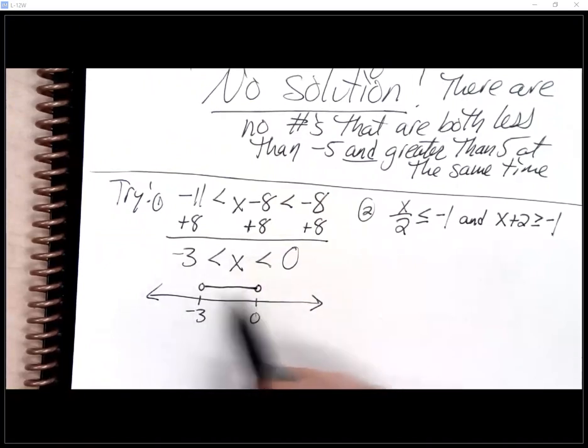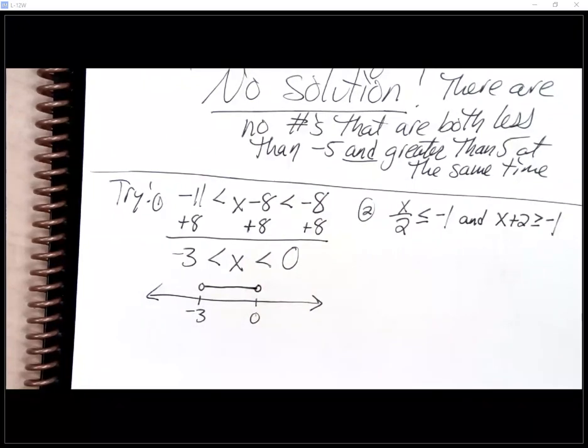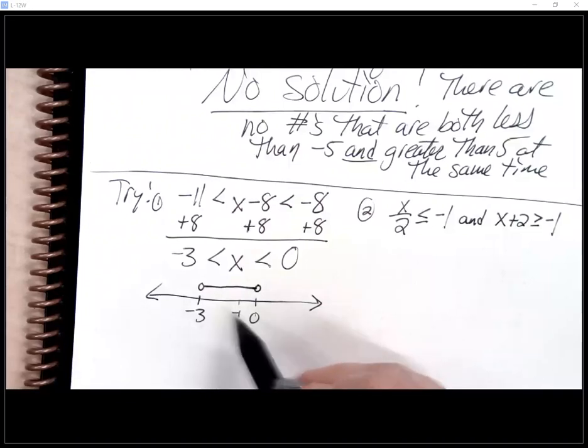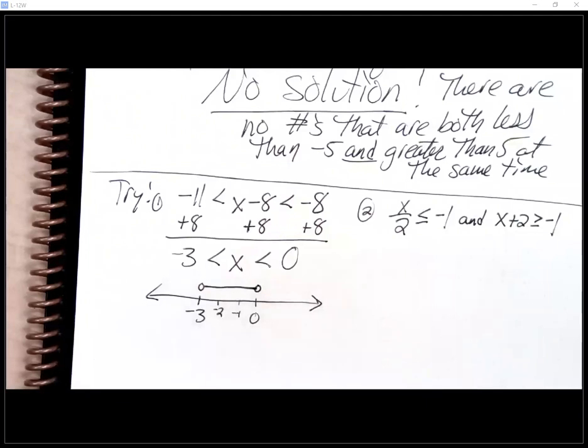And remember, when you are shading, when you make this bar, or however you're indicating where your solution is, everything you're drawing that bar or shading over is an answer. So yes, -1 is in there, -2 is in there. You should be able to take any number and plug it back into the original and it should still work.